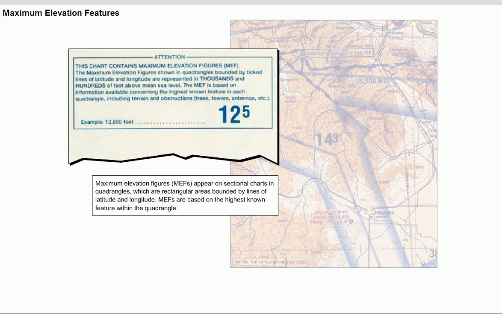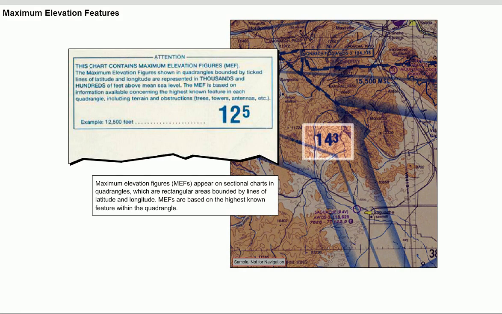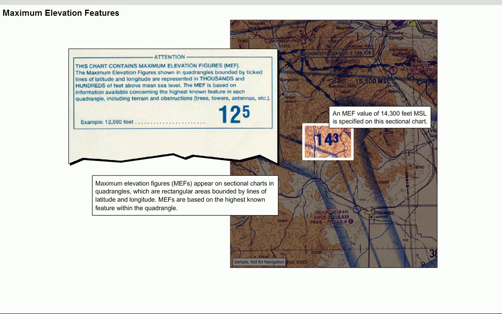Here you see the attention box on the sectional chart. This box describes the meaning of an MEF and provides an example MEF value of 12.5. The larger number, 12, represents thousands of feet. The smaller number, 5, represents hundreds of feet. The example MEF, therefore, indicates an elevation of 12,500 feet MSL. An MEF value of 14,300 feet MSL is specified on this sectional chart.